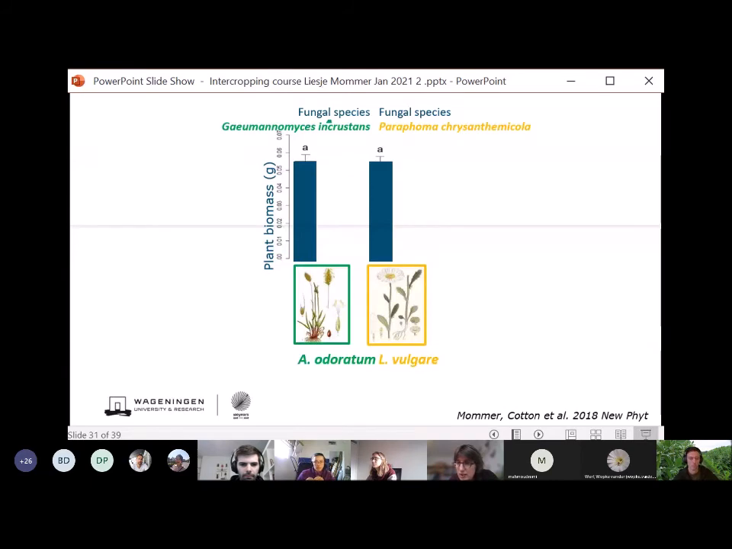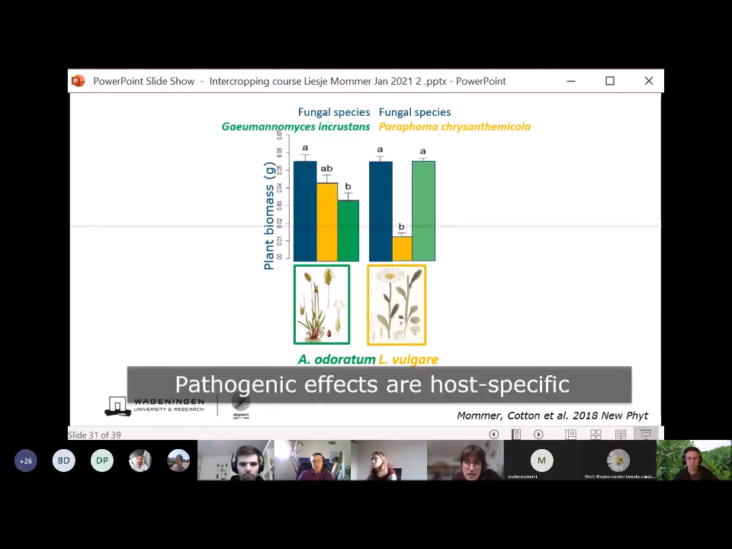And here are the phytopathology methods that we did. We really did bioassays, where we have been growing two species, a grass and a forb, Anthoxanthum odoratum and Leucanthemum vulgare. And we inoculated them with two fungal species, Gaeumannomyces, that is really a grass pathogen, and Paraphoma, that is a pathogen thought to be specific for Asteraceae species. And what you see is indeed that the yellow pathogen is not significantly different when added to the grass, but it reduces the growth of the forb, the Asteraceae species, and vice versa. So the pathogenic effects are really host specific.